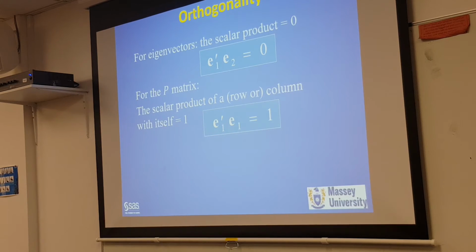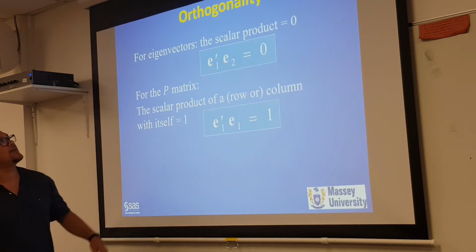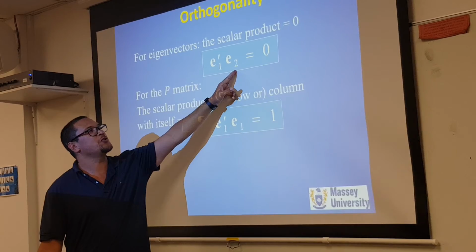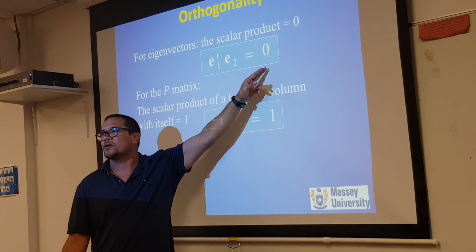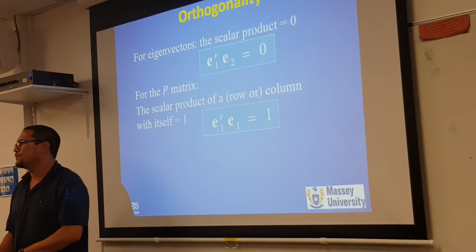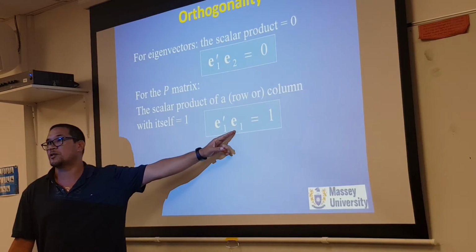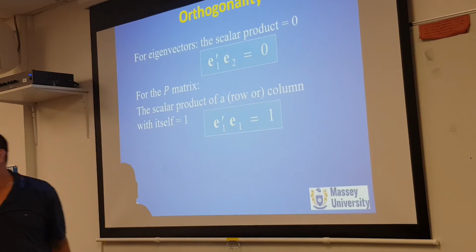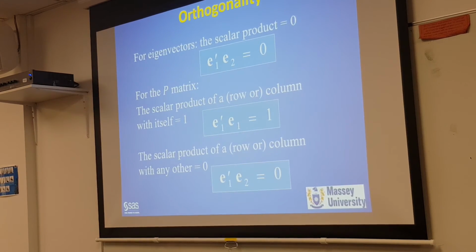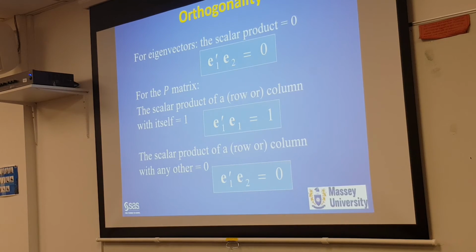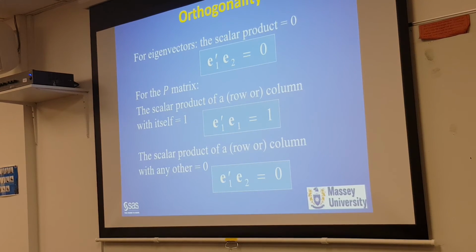Do we care about this? Particularly the scalar product is equal to 0. For your eigenvectors, we know that the scalar product between the eigenvectors, between E transpose 1 and E2, is going to be 0. And that's because they're all orthogonal to one another. So the scalar product is equal to 0. The scalar product with itself, as we know, is equal to 1. We just worked that out before, because that was the length. The scalar product of a row or column with any other is equal to 0.